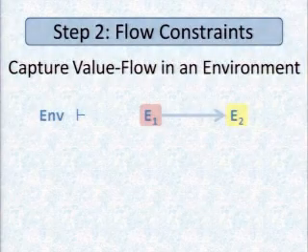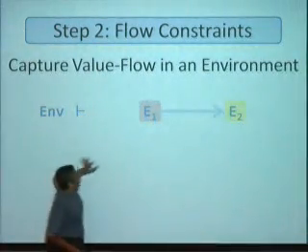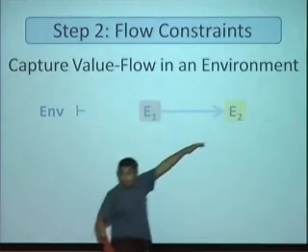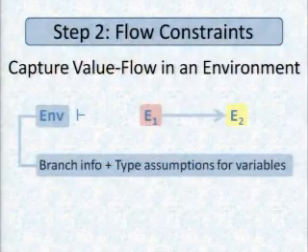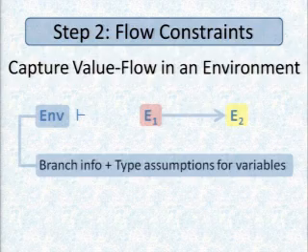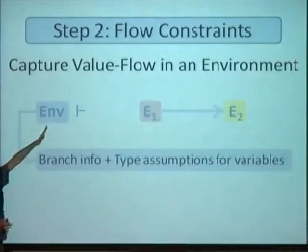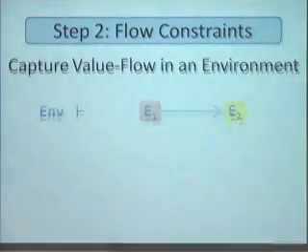And so now we're going to write these constraints like so. I'm going to say in some environment, the value of some expression E1 flows into the value of some other expression E2. This environment is going to contain all the branch information, all the if-then guards, as well as the assumptions made for other variables. For example, I may know that this value flow happens in an environment where x is positive and y is prime and z is odd, etc.